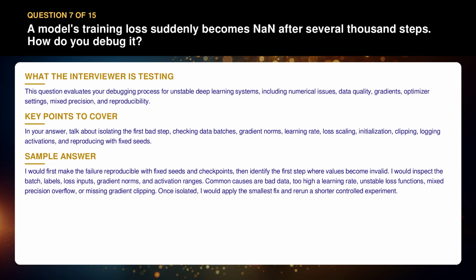I would first make the failure reproducible with fixed seeds and checkpoints. Then identify the first step where values become invalid. I would inspect the batch, labels, loss inputs, gradient norms, and activation ranges. Common causes are bad data, too high a learning rate, unstable loss functions, mixed precision overflow, or missing gradient clipping. Once isolated, I would apply the smallest fix and rerun a shorter controlled experiment.